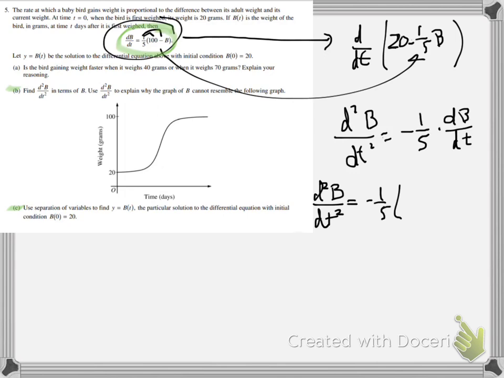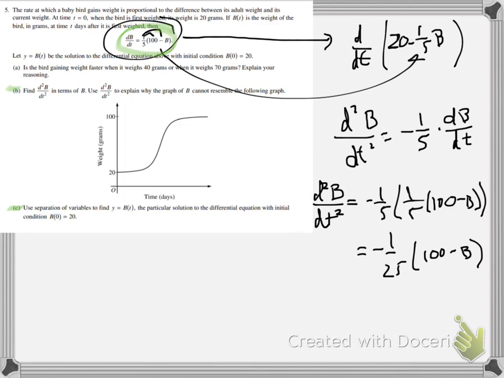So I can just go ahead and substitute that in. So multiplied by 1/5 times 100 minus b. And so what we're ultimately going to get is negative 1/25 multiplied by 100 minus b. And that's the second derivative.